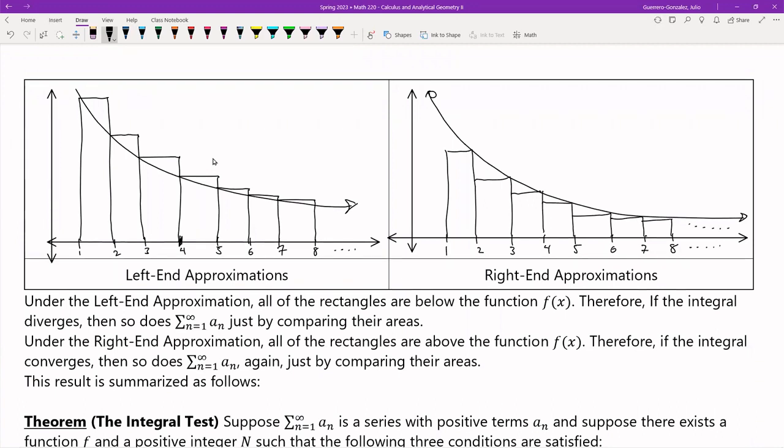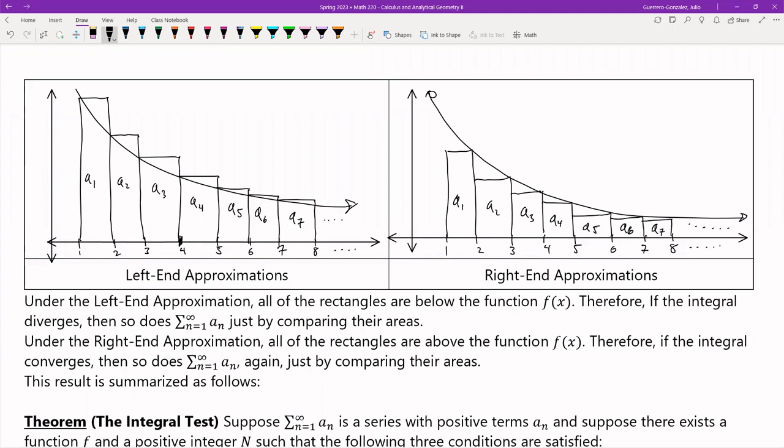Okay, so we have the following now. We have either A1, A2, A3, A4, A5, A6, A7, dot, dot, dot, dot, right? And we have an A1, A2, A3, A4, A5, A6, A7, dot, dot, dot, dot, right? These are the only two options that we have, right?